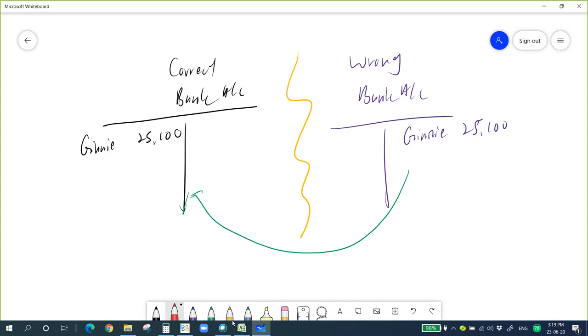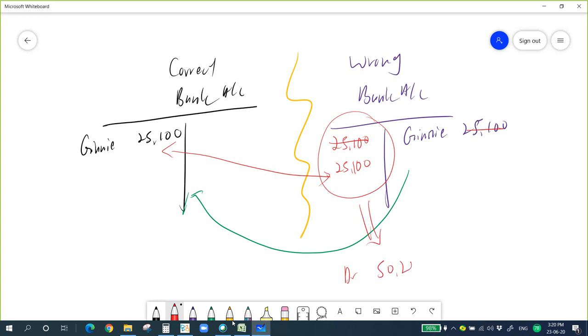First, in order to change from a credit to a debit, I record the 25100 here. The first entry is used to net off the impact of the wrong entry. And then I have to record again the correct entry, 25100, in order to show the correct amount. So the total rectified entry will be debit 50,200.